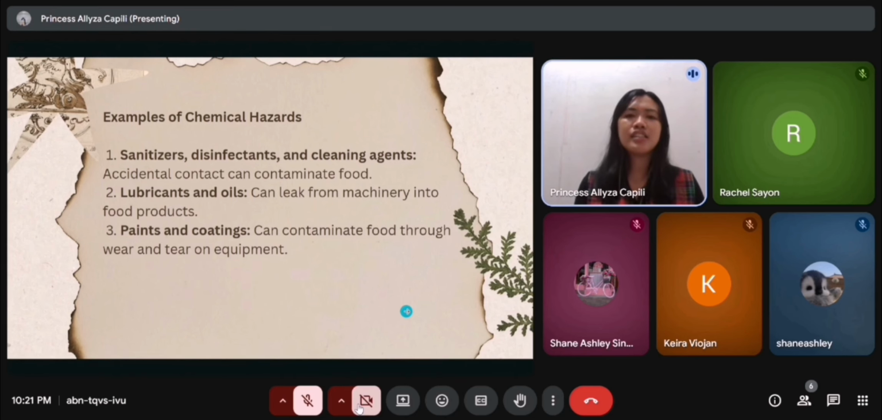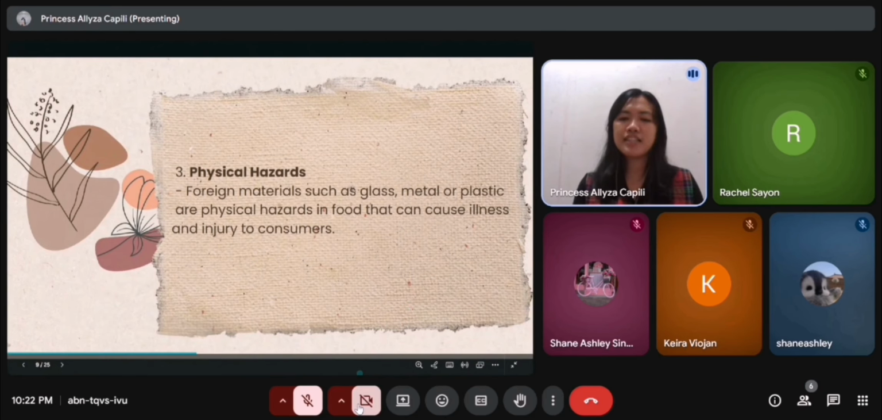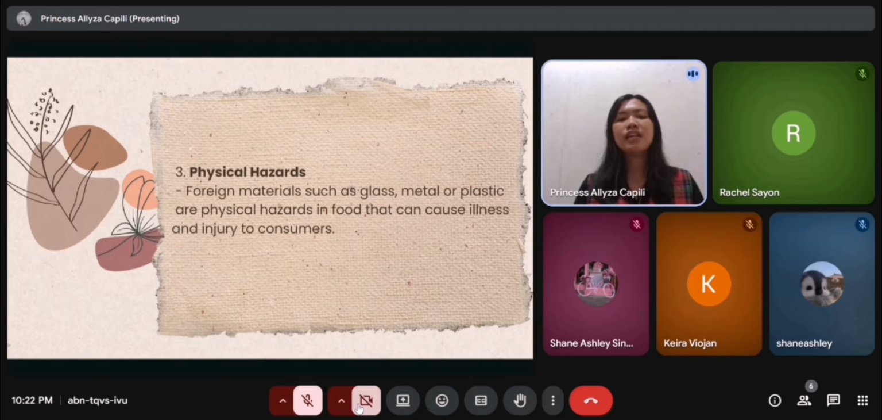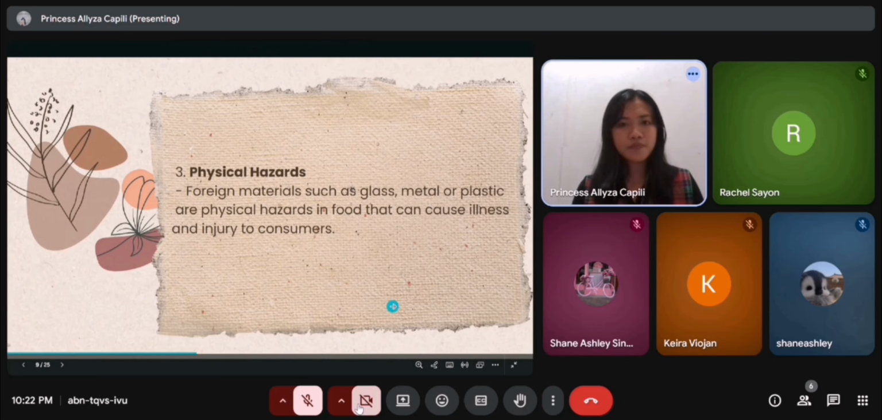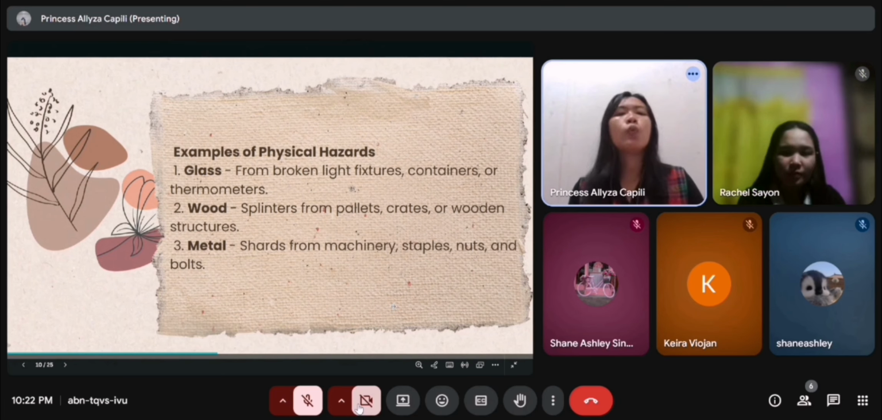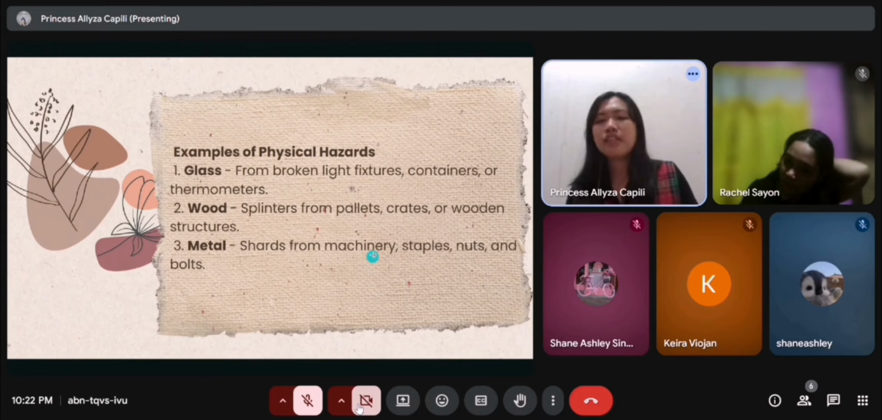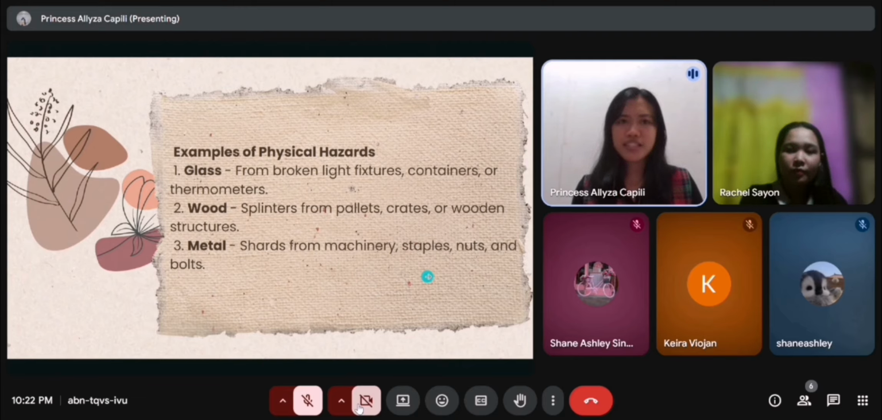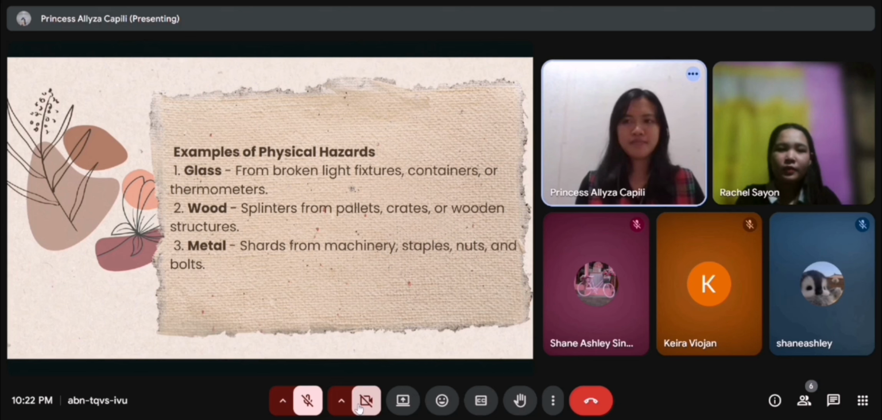Now the last hazard is the physical hazard. Physical hazards are unwanted objects like glass, metal, or plastic that accidentally get into food and can cause injury or illness if someone eats them. For example, glass, wood, and metal. Now the second principle will be presented by Miss Sion.